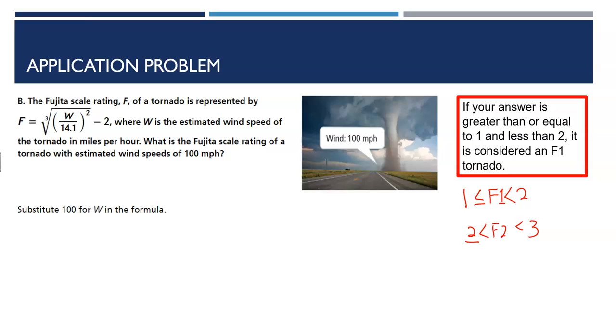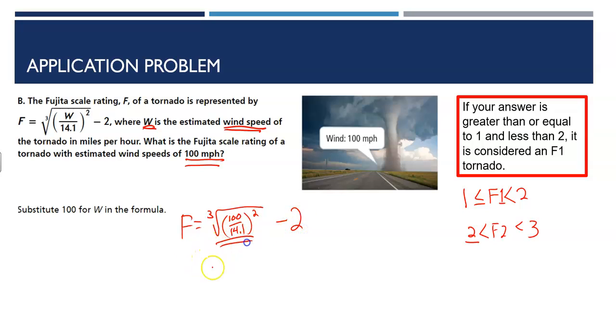So it says, what is the, I'm probably mispronouncing it, Fujita scale rating of a tornado with estimated wind speeds of 100 miles per hour. I already have the equation, and the miles per hour is my W because it says wind speed right here. I always underline the really important things, and it's the miles per hour. Make sure I got my units right. So I will just put the 100 into that equation. So the F would be the cube root of 100 divided by 14.1, and I'd square that, and then I would subtract 2 from that.